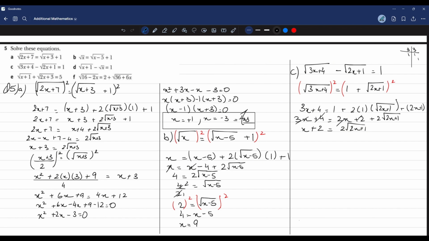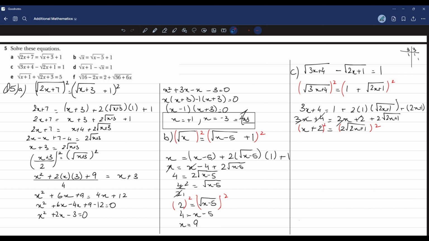Now again, square on both sides because we need to get rid of this under root. So x plus 2 whole squared and 2 under root 2x plus 1 whole squared. By the way, for those of you wondering why I'm just squaring 2 under root 2x plus 1: these two are being multiplied. When things are being multiplied, we can just square them as a whole. That's no problem. But when they are being added or subtracted, that's a problem.